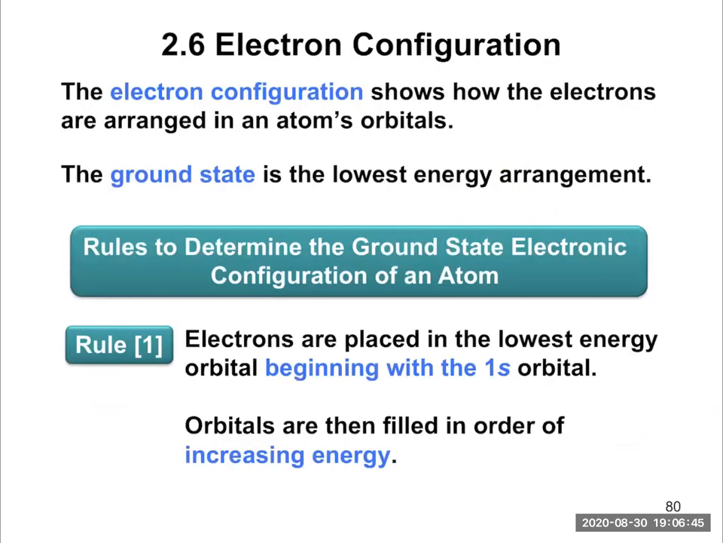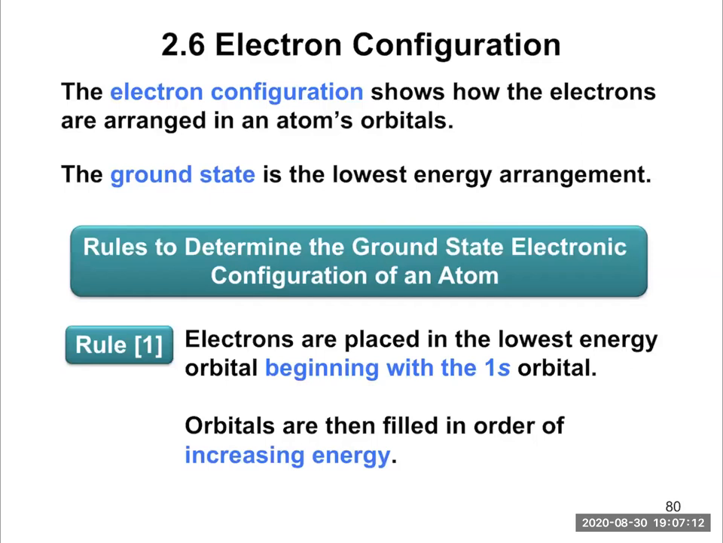Okay? Now, with that information that I just went over, we need to apply it and do electron configuration. Electron configuration, think of it as just being a unique address for each electron. So each electron has a unique address. The formal definition is that it shows how electrons are arranged in an atom's orbitals.